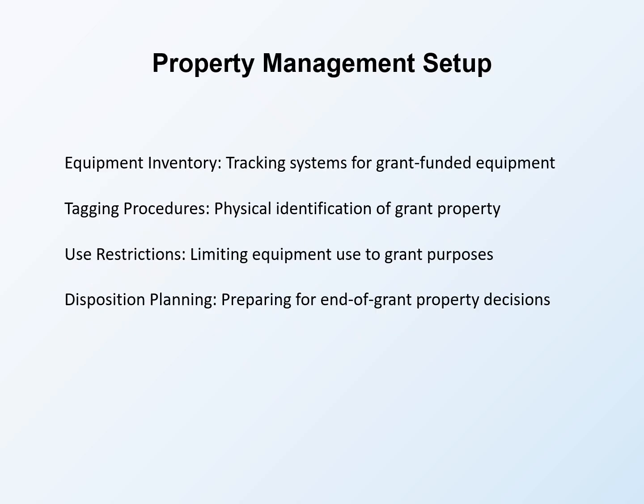Equipment purchased with grant funds requires property management systems. Setting up these systems at grant start prevents problems later. Equipment inventory systems track grant-funded equipment throughout its life. Your inventory should include item descriptions, acquisition dates, costs, locations, and condition. This information supports reporting requirements and demonstrates proper stewardship of federal property.